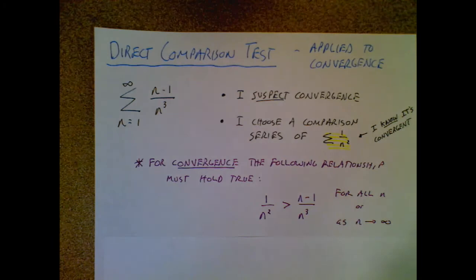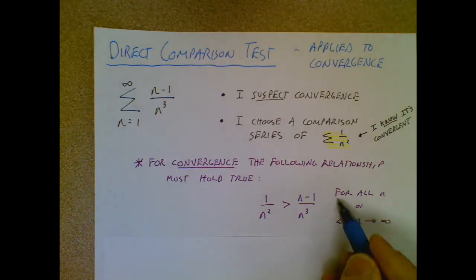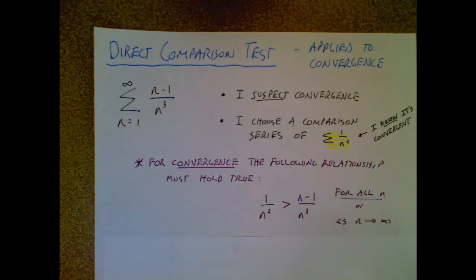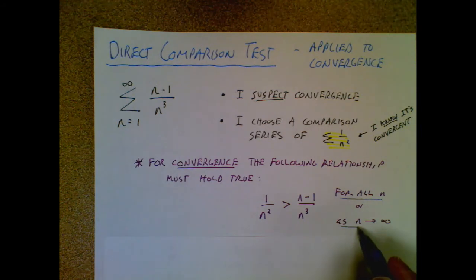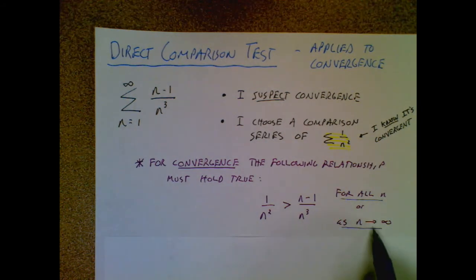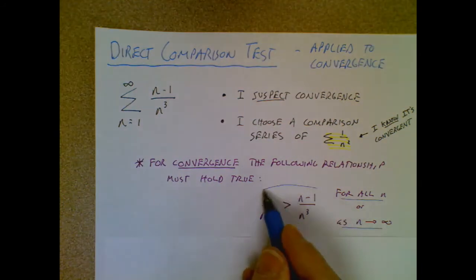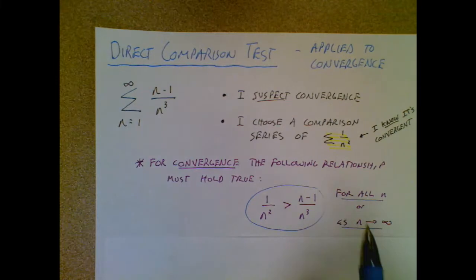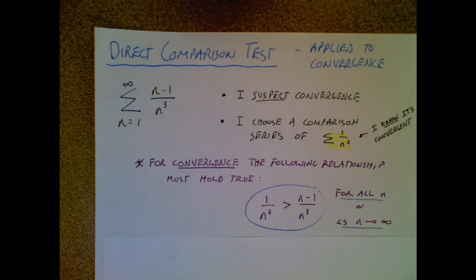And I think the fine print in the math books says for all n, but if this holds true as n approaches infinity, but it isn't true for maybe n equals 1 and n equals 2 and n equals 3, I think this test is still going to hold true. But this relationship right here is super important. So we're going to take a closer look at that, and it's going to be the foundation of our logic.